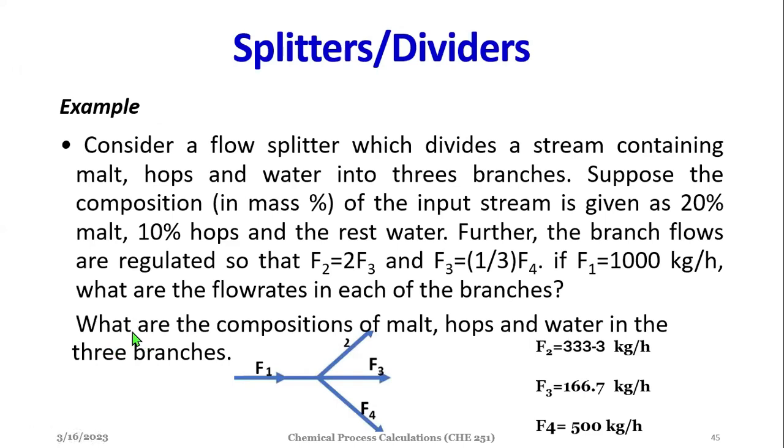The last part of the question is, what are the compositions of malt, hops, and water in the three branches? We realize that for splitters and dividers, the composition does not change. So whatever composition we're given in the question is going to be the same for the other streams. It was 20% malt, 10% hops, and the rest was water. It's going to be the same composition for the other streams.